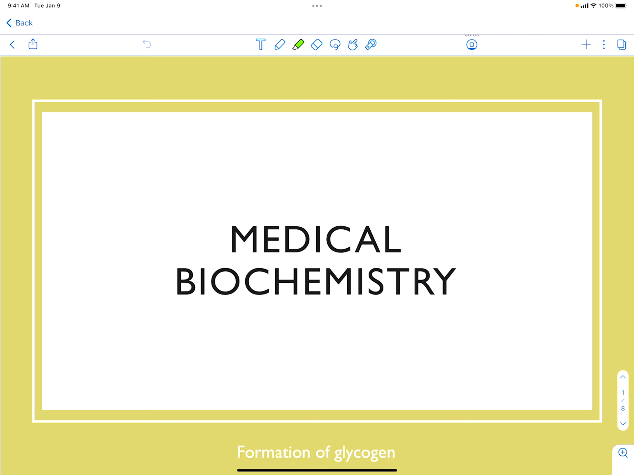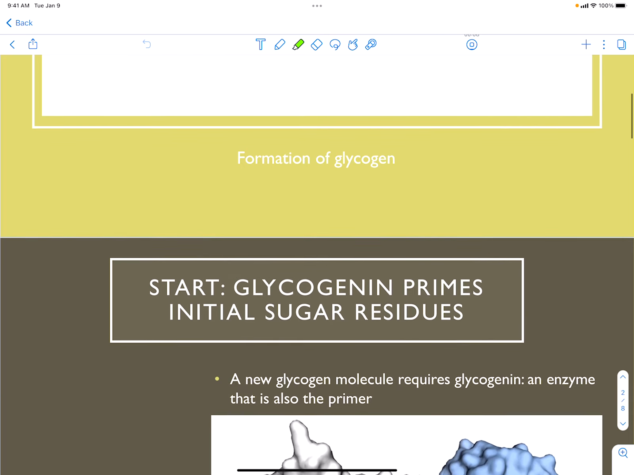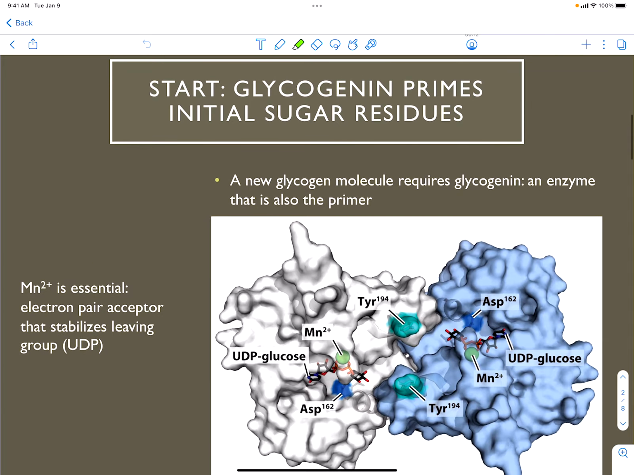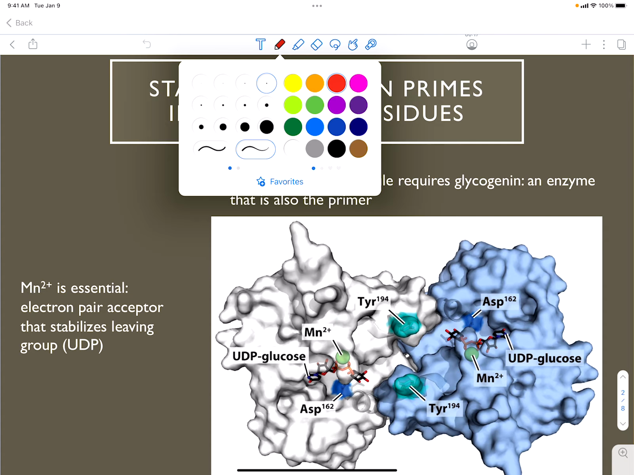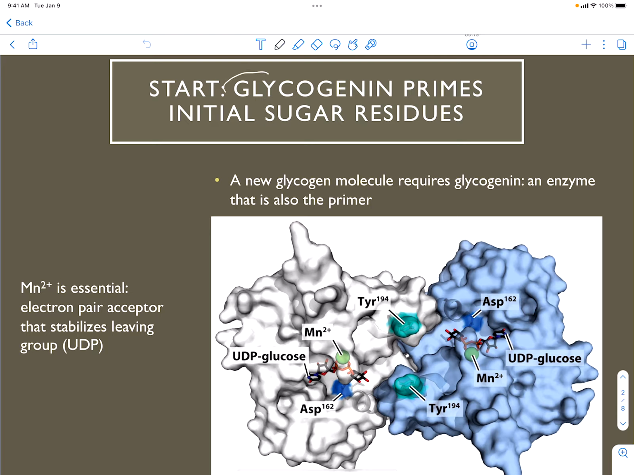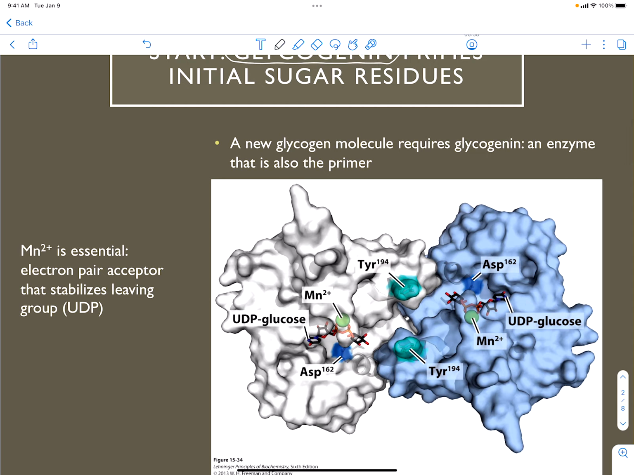So here we're going to talk about how glycogen molecules are actually formed in cells. It all begins with a protein called glycogenin. Glycogenin is going to initiate a new glycogen molecule to be formed. Glycogenin is a protein, it's an enzyme, and it's also referred to as the primer, the starting place for your glycogen molecules. Being an enzyme, it's going to have many different pockets.